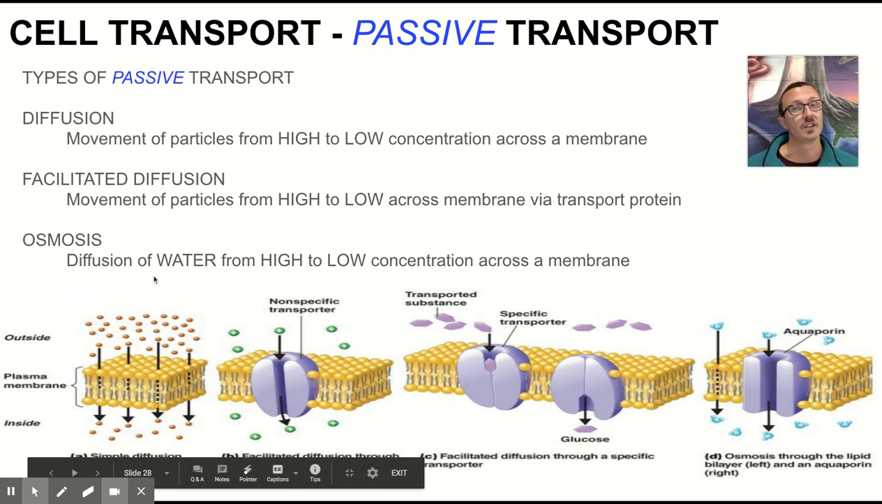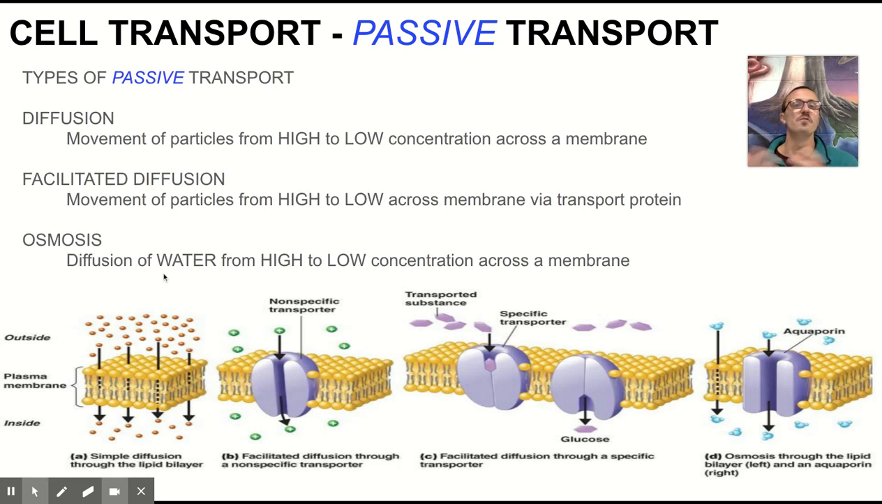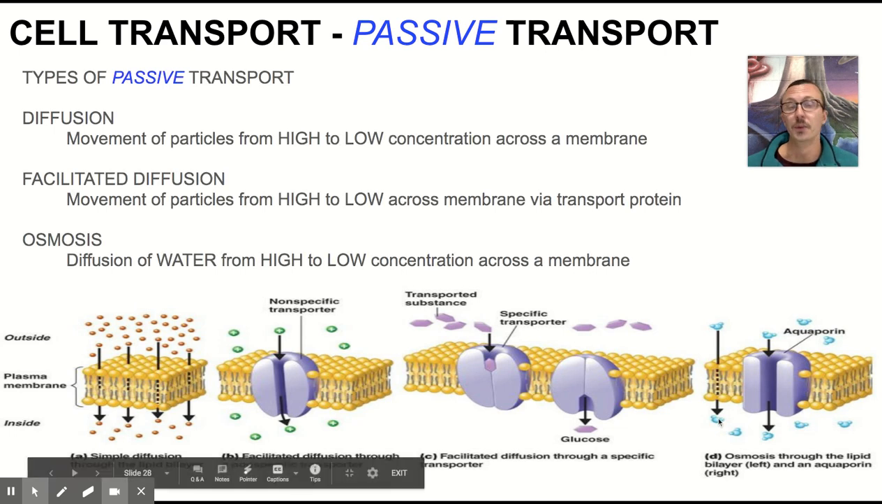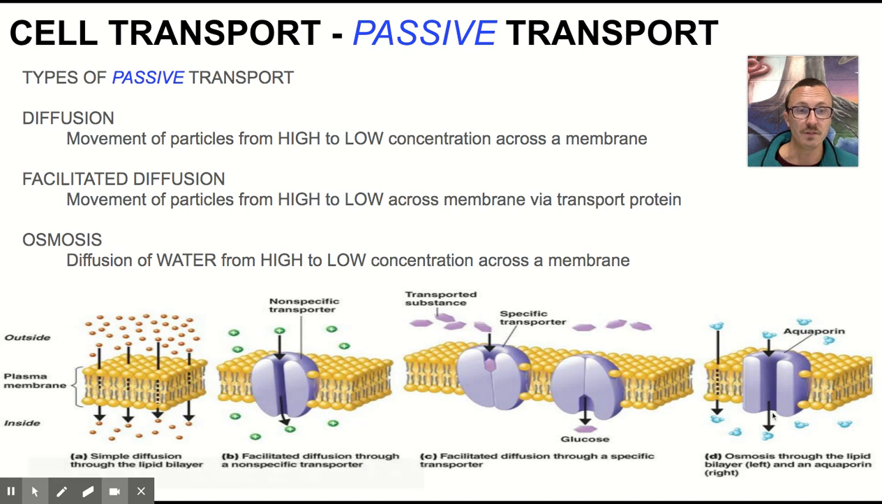And the last one is osmosis, right? And osmosis is the movement of water. Water also wants to go from high concentration to low concentration. And water can diffuse through the membrane, and it can also be facilitated, right?